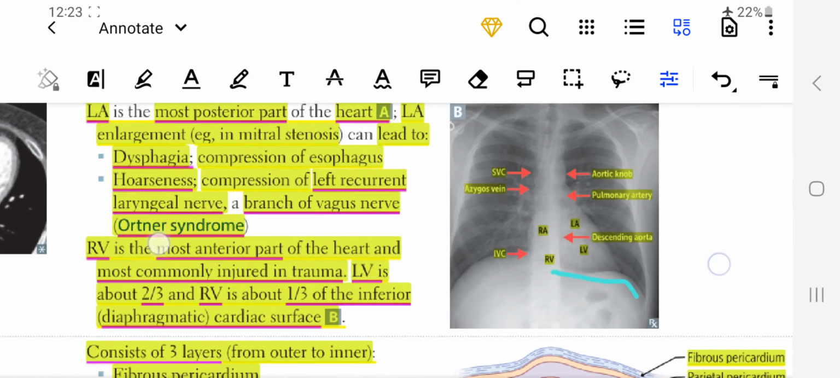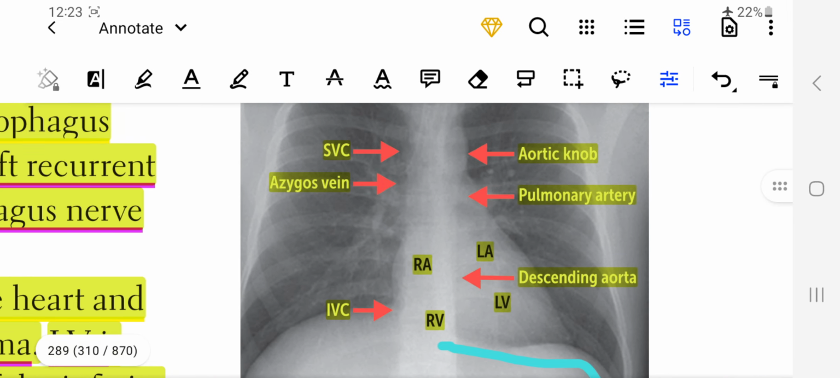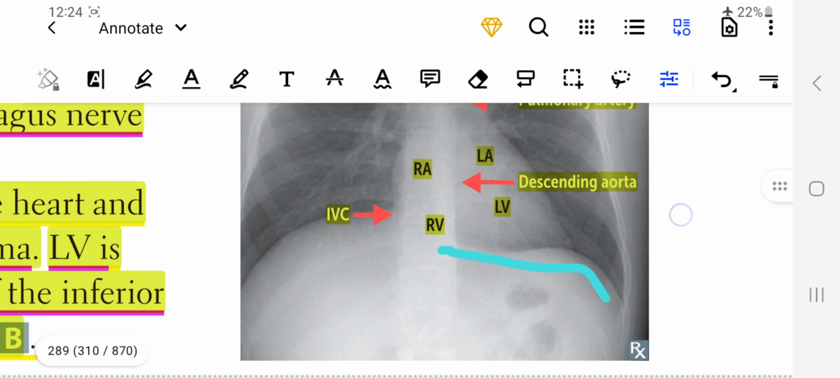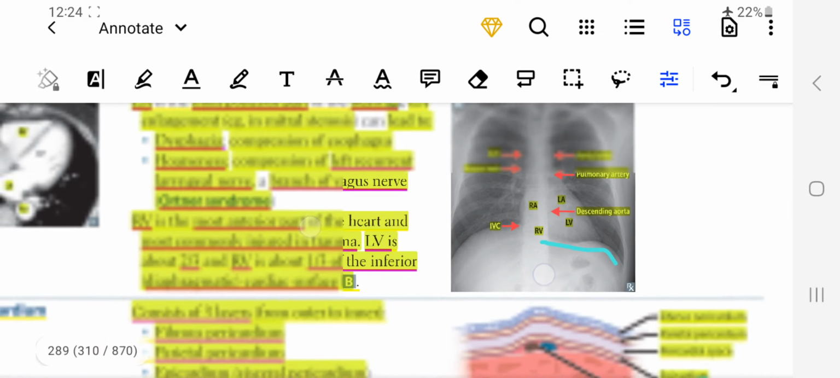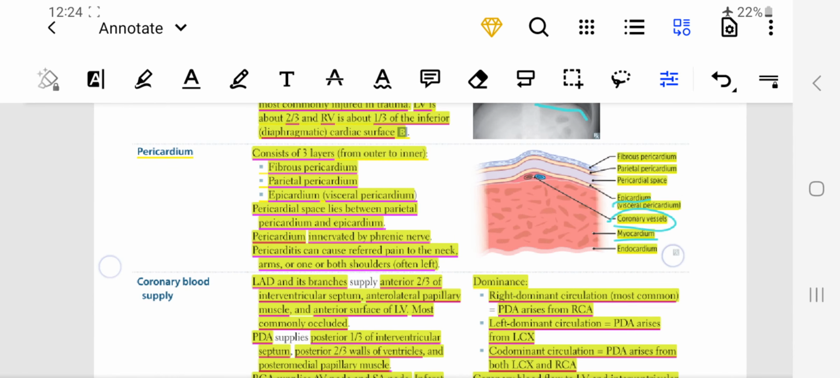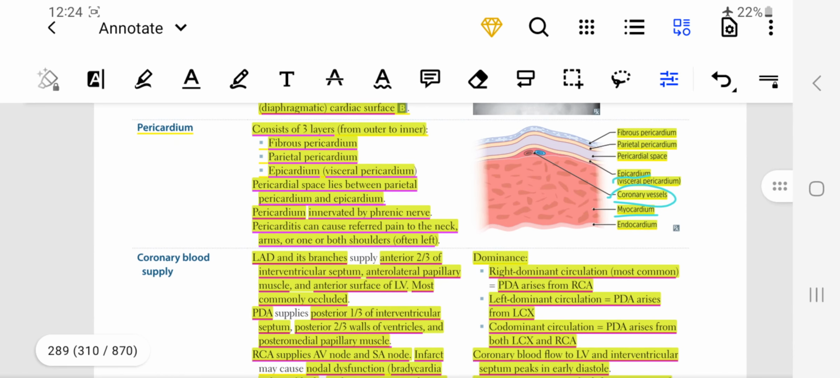So then we have here superior vena cava, azygous vein. Then on the left side we have aortic, no, pulmonary artery. Then we have right atrium, downward right ventricle. And on the left side, left atrium, we have left ventricle. Okay, inferior vena cava.